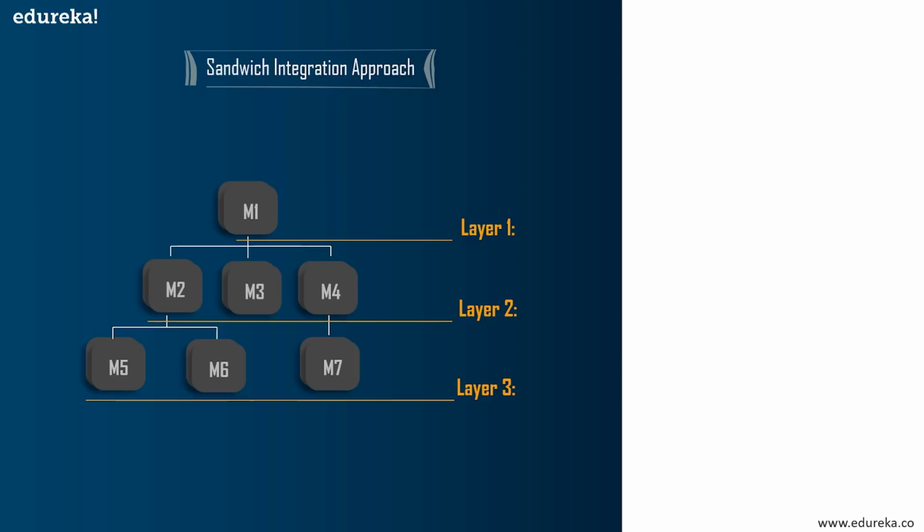So the top-down approach is used in the topmost layer, that's layer 1, and the bottom-up approach is used in the lowermost layer, which is layer 3. It might sound a little complicated, but the sandwich approach is very useful for large enterprises and huge projects that further have several sub-projects.